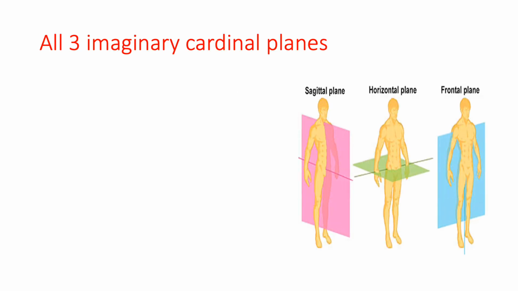So now all three imaginary cardinal planes together you can see. First of all, the sagittal plane, which cuts the body into left and right. Then we studied the frontal plane, that cuts the body into front and back. And the third one is your transverse or horizontal plane, which cuts the body into up and below. Now focus on these colored planes. These are the planes which we are talking about. These are imaginary cardinal planes, right? The pink one, the green one, and the blue one.